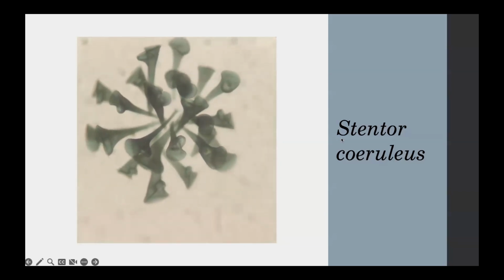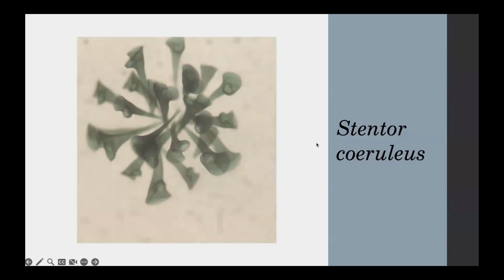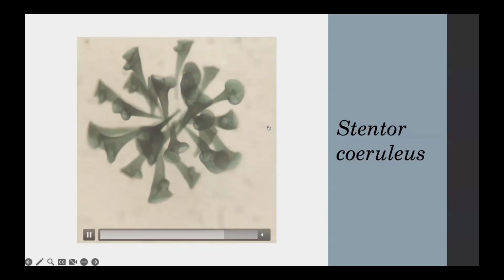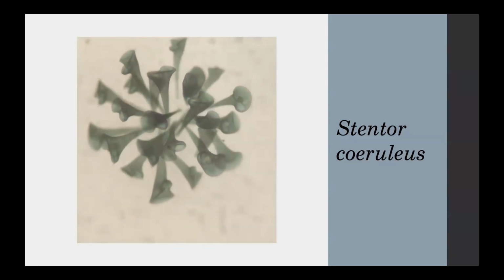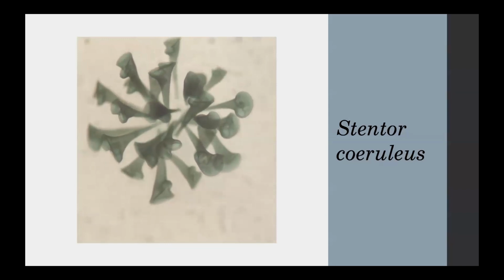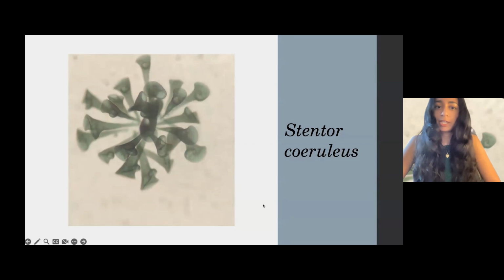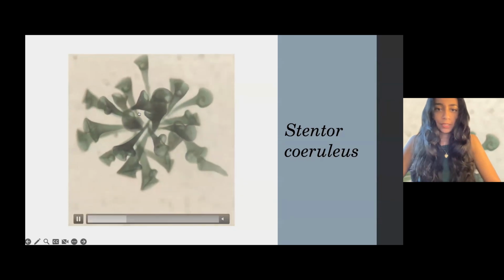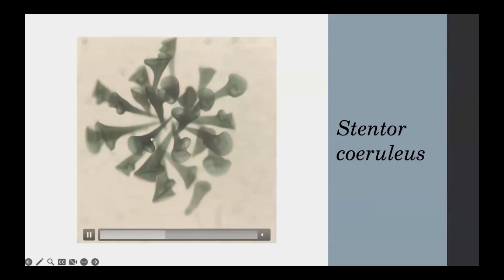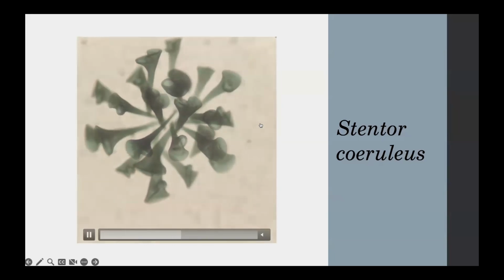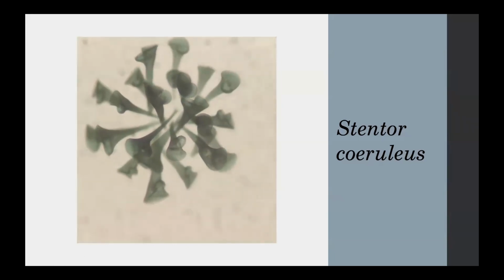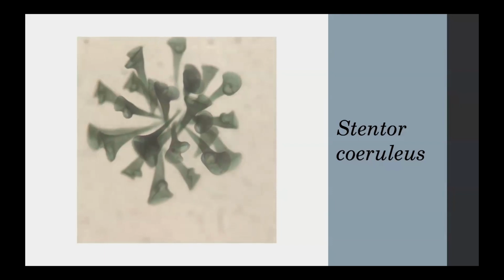So a little bit of background about Stentor coeruleus. This is a unicellular organism that we can find in ponds, and I sometimes collect them locally, even from Golden Gate Park. It's a protist, and it's actually a giant cell. This trumpet-like morphology is 1 to 2 millimeters long, which is quite large for a cell. It's about the size of a period at the end of a sentence.